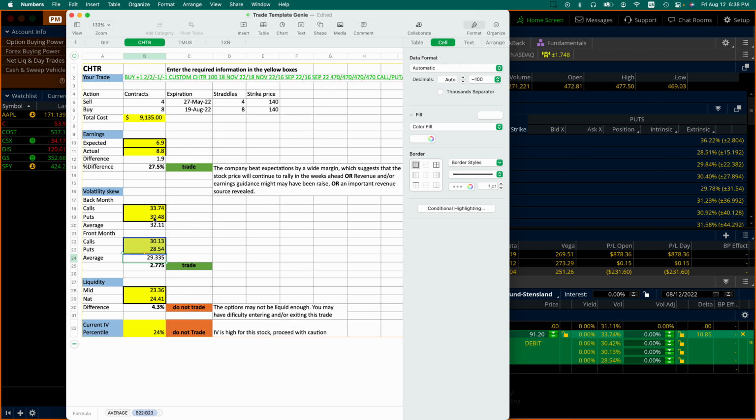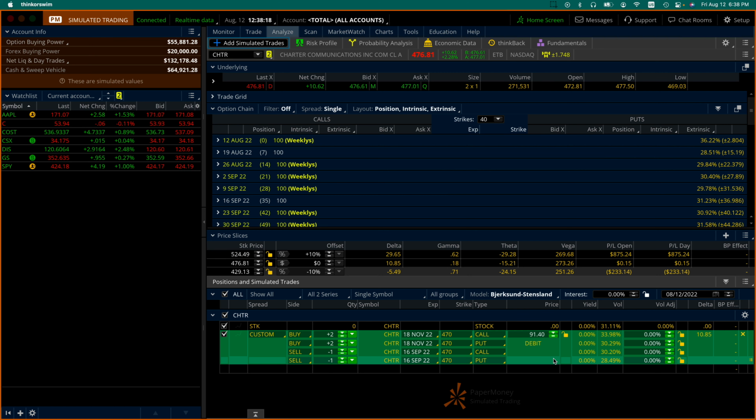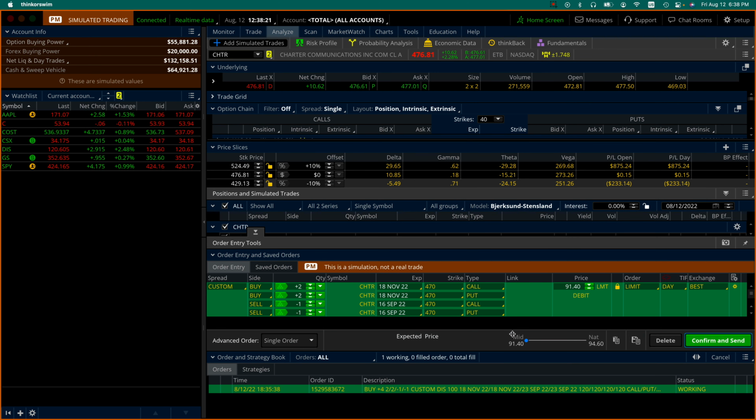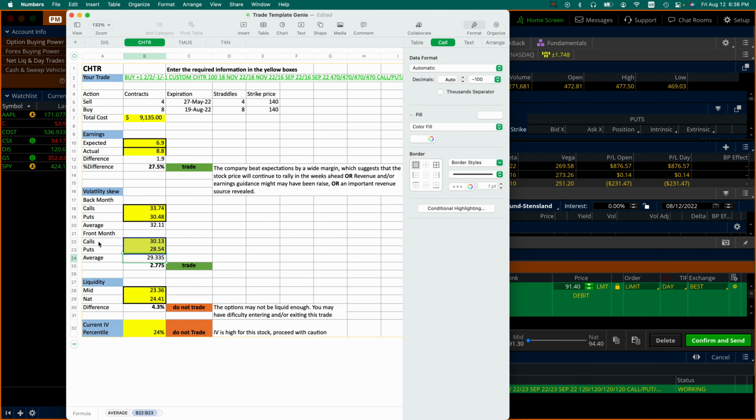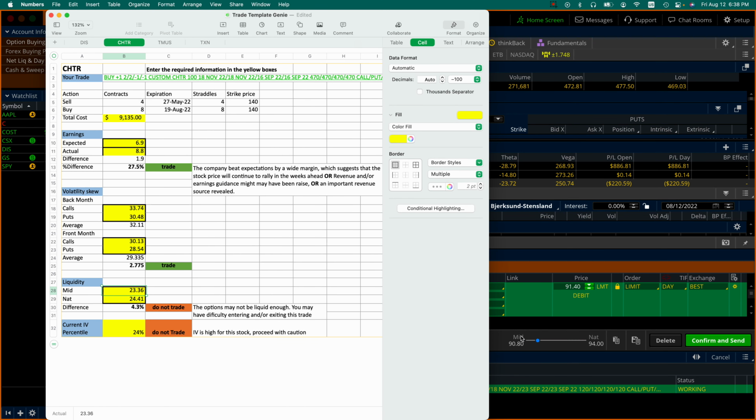What this does is calculate an average for the back month, an average for the front month, calculate the difference, and then that difference must be less than 3%. Fantastic, that works. Let's go to liquidity. How do we do liquidity? We create duplicate order, and here is mid and natural, and that tells us how easy it is to get in and out of the trade, because if the difference between mid and natural is too big, it's going to be hard to get in and out of the trade, and we don't want that. So 90.85, 94.1, and that is 3.5%.